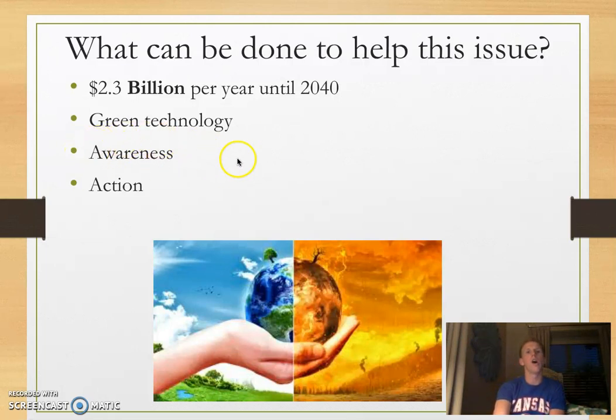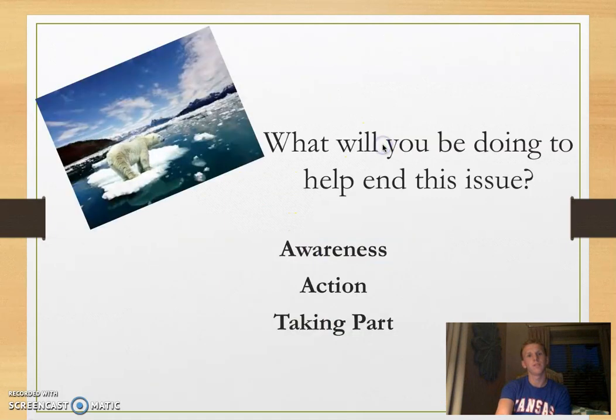Awareness, like with any other issue, is important to spread, because without awareness, you can't solve it, because nobody knows about it. And like awareness, action is necessary. You need action, because if you don't act upon it, then you're not going to solve anything.